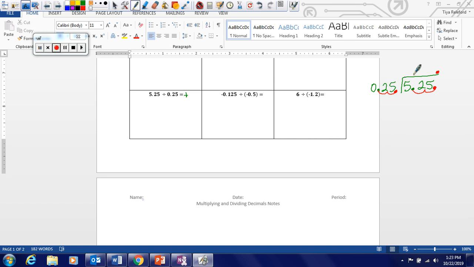So, how many times does 25 go into 5? 0. How many times does 25 go into 52? 2. 25 times 2 is 50. Now I'm going to bring down that 5. How many times does 25 go into 25? 1. So I have 0, so I'm done. I have 3 numbers in front of the decimal, and my answer is positive.